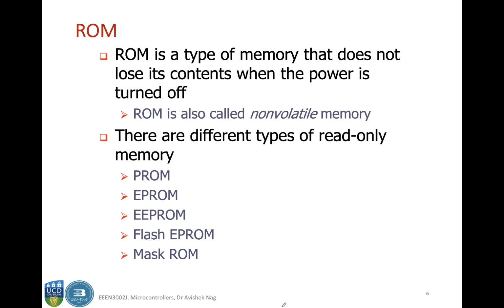Now let's look into the different types of memory again. The first is the ROM, or read-only memory. This is a type of memory that does not lose its content when the power is turned off, so sometimes it's also called non-volatile memory. There are different types of read-only memory, depending on whether they are programmable and erasable, etc. These are the different types: PROM, EPROM, EEPROM, flash EPROM, and mask ROM. Let's go through these one by one.